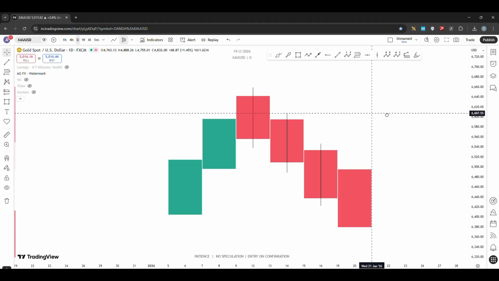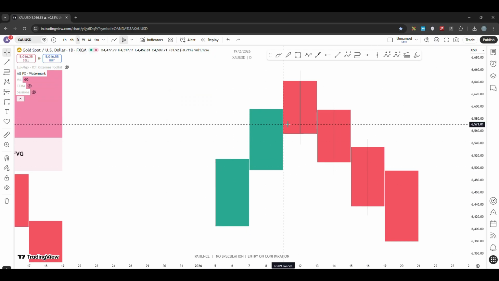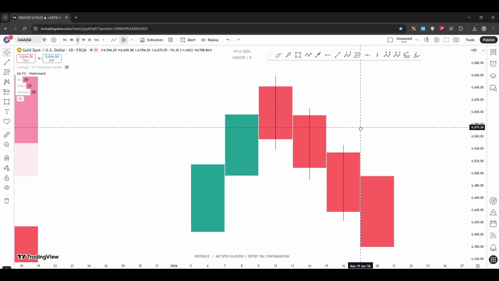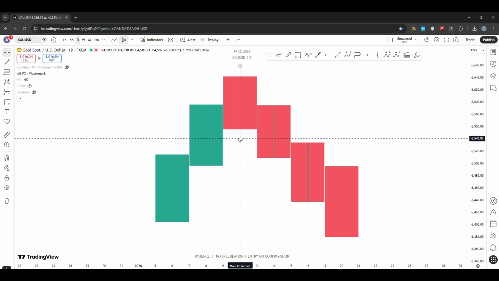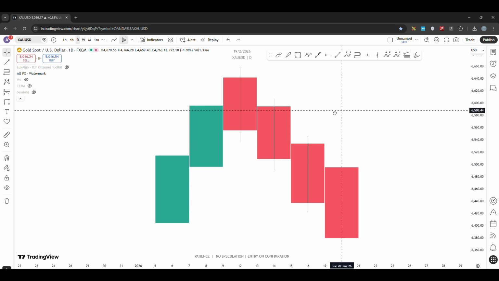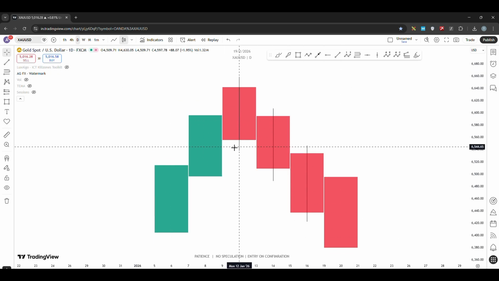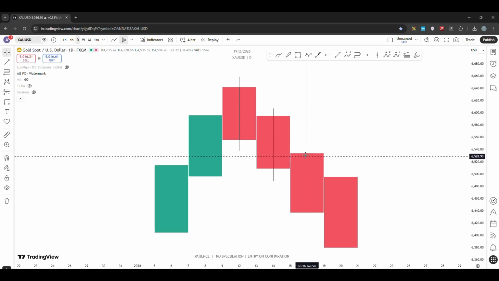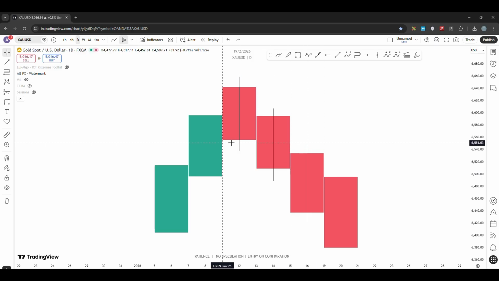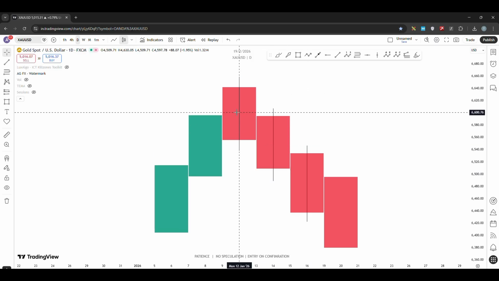Okay, another example here. The market was pushing higher and then started to drive lower. So here, is this an order block candle? The answer is no. Why? Because there is no fair value gap. You can see that the low of this candle and the high of this candle are in contact with each other, so there is no gap between them. So there is no fair value gap. That means this is not an order block candle.